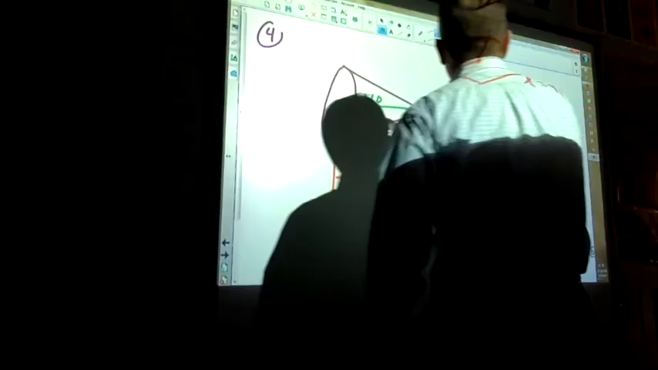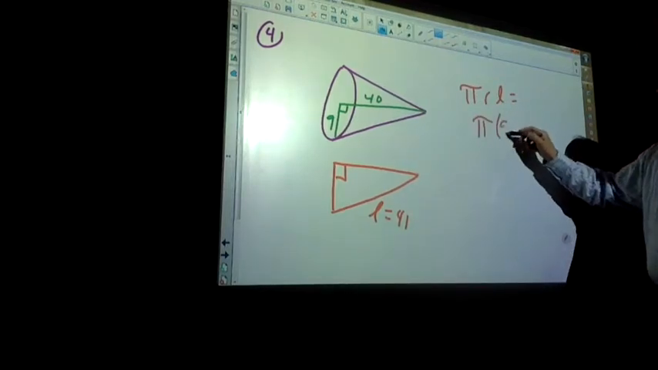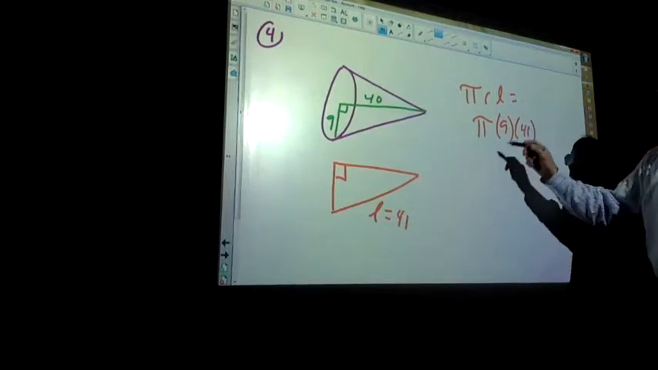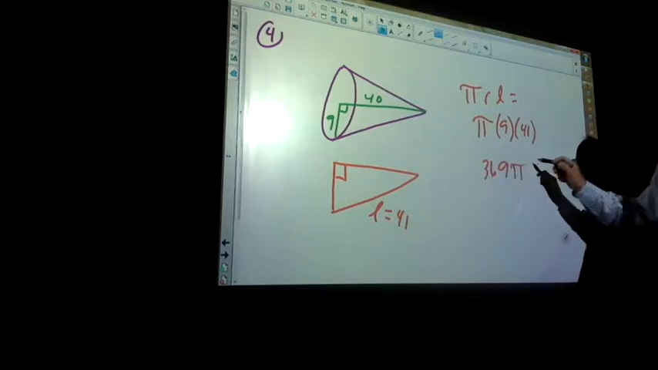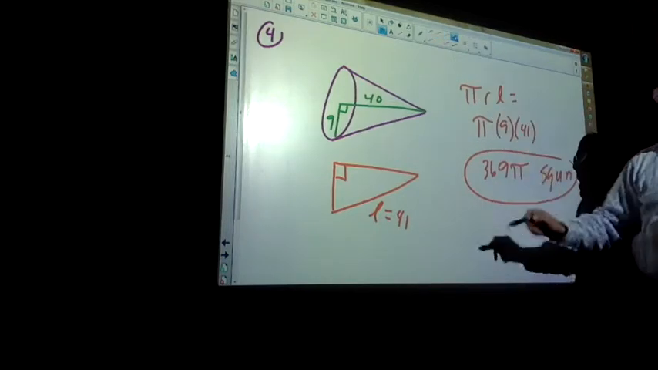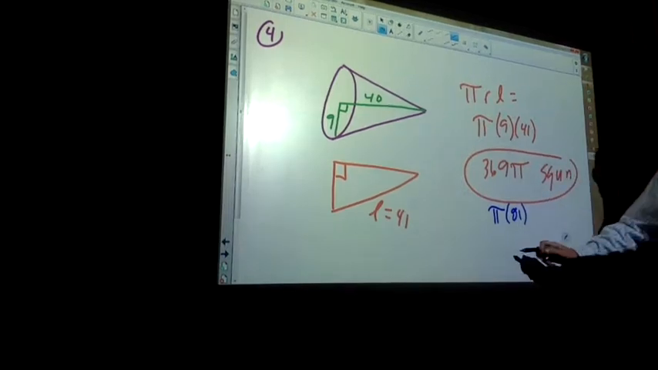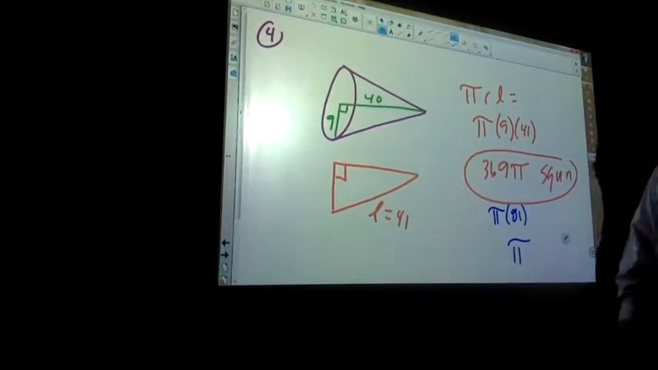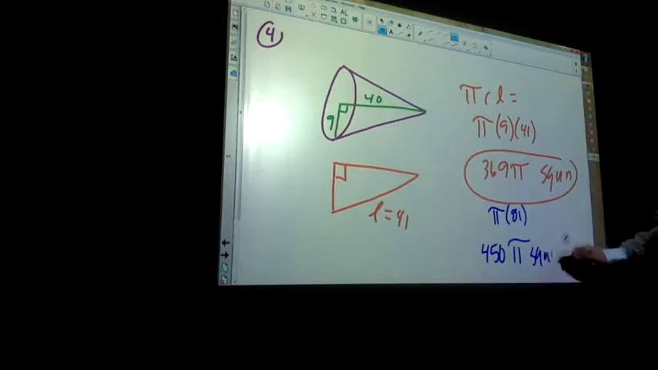So pi RL finds me the lateral surface area. So pi times 9 times L is 41. So I get 369 pi square units. That's the lateral. That's just the cone itself. And then I would have to add pi r squared to that. So pi r squared is 81. So if I add those together, I get 450 pi square units. Cool. That'll work.